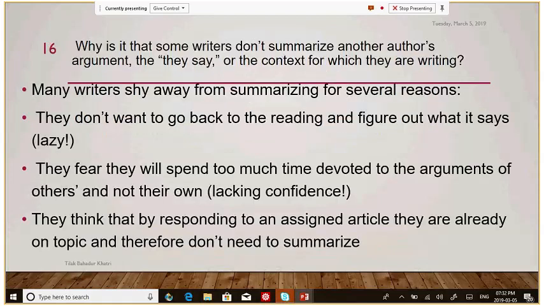Emphasize that earlier slide once again. Previous slide. Yes. Let's discuss one slide. Can you explain briefly again? Yes, sir. Why is it that some writers don't summarize another author's argument? They say, or the context for which they are writing. The answer is, many writers stay away from summarizing for several reasons.